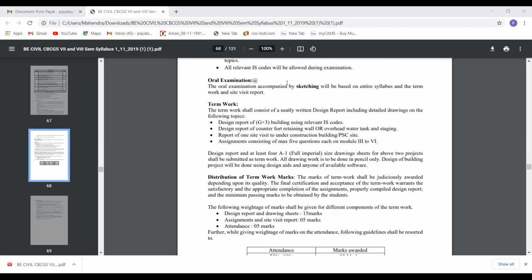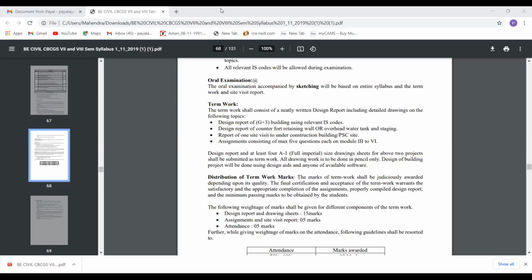Then the term work. In the term work, you have 2 projects. The first project will be the design of the comprehensive building, which is a G+3 structure, and the second project will include the design of the water tank. Out of these, you have to do both projects for the term work, as well as 4 to 5 assignments.